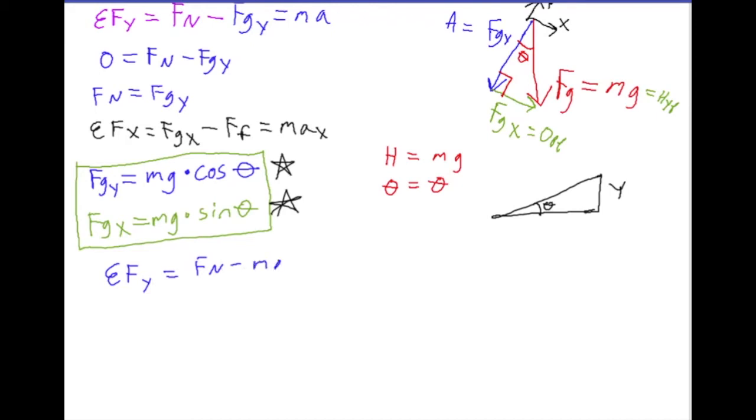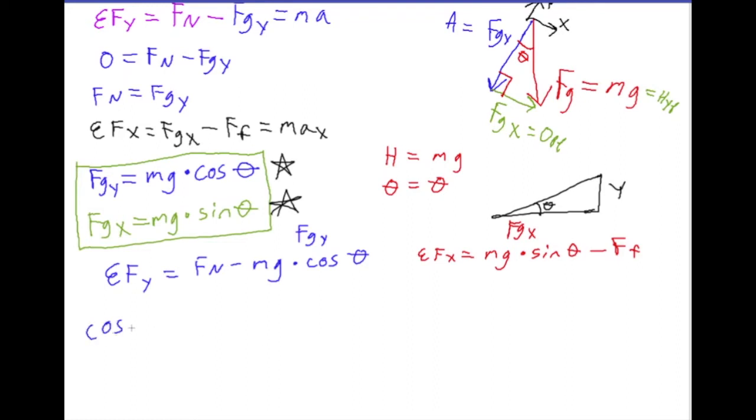And force gravity y is mass times gravity times cosine theta. We had net force in the x direction, which was equal to force gravity x, which was mass times gravity times sine of theta, minus force friction. But something important to note here is that force gravity in the y direction depends on cosine theta, and force gravity in the x direction depends on sine theta. Let's look at cosine and sine theta and see if we can notice a few things about it.